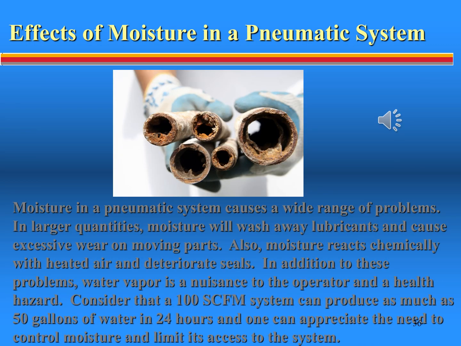If moisture accumulates in a compressed air system, its effects can be devastating. First of all, the receiver tank is usually made of mild steel and is subject to rust and corrosion.